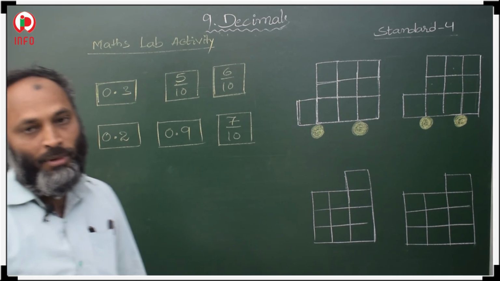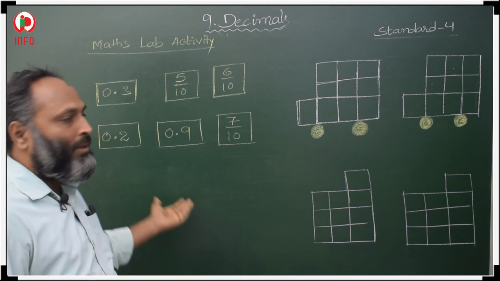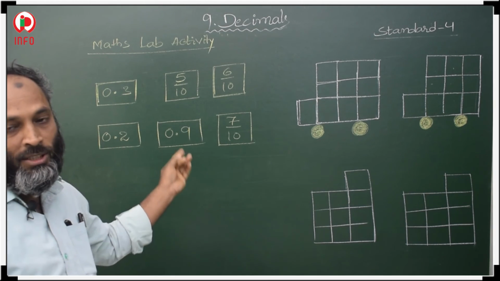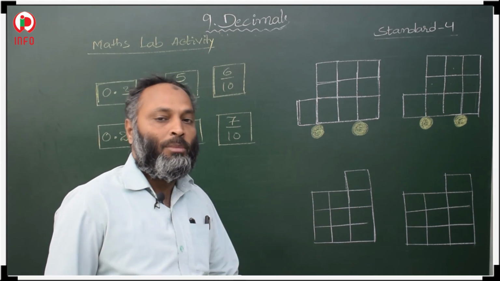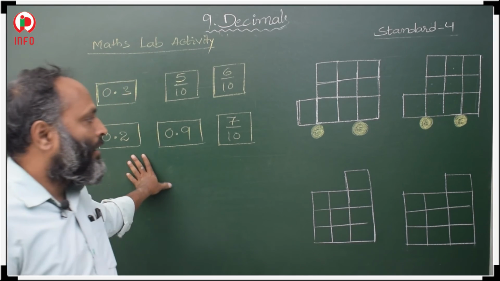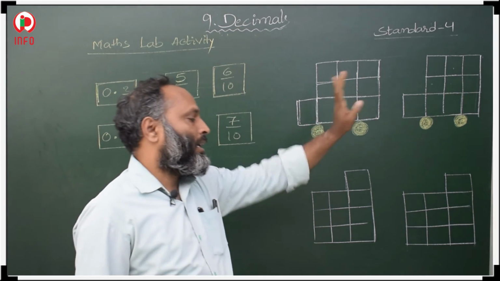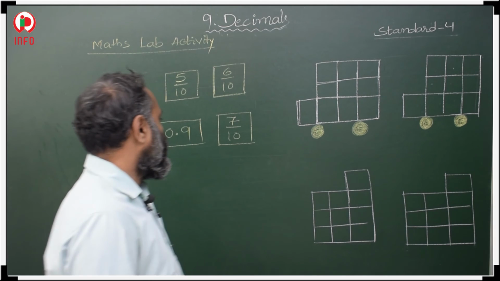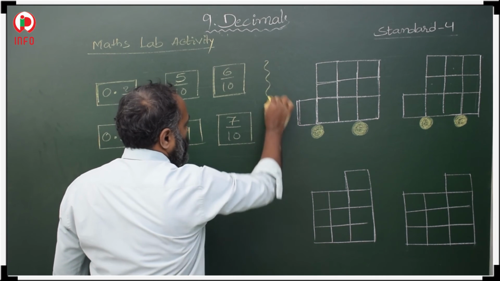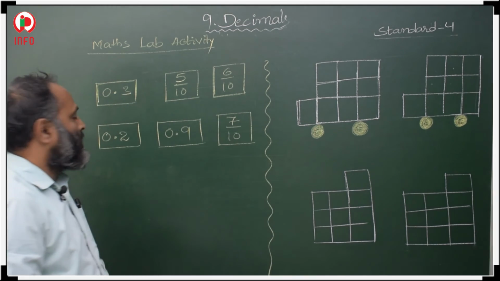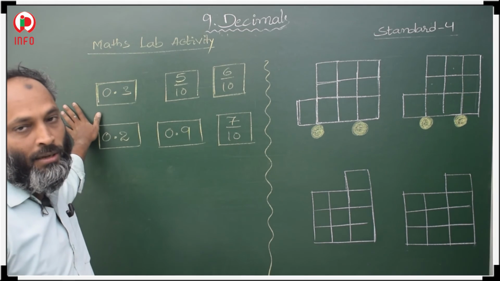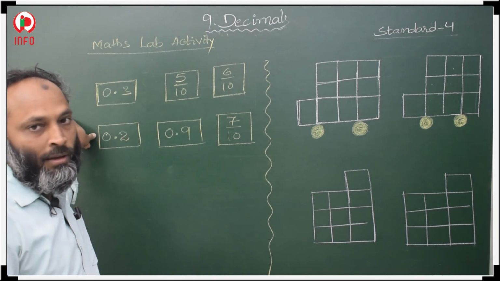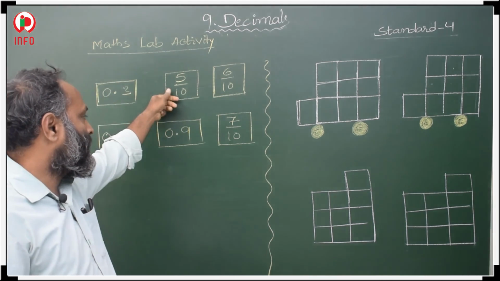So, more cards you can prepare, okay, like 1 by 10, 3 by 10, 5 by 10, 7 by 10, 6 by 10, 0.9, 0.8, 0.3. Here 6 cards are given, and after that 2 cars and 2 houses are given. First in your class, you make 2 groups. The first group has to pick a card, any one card you can pick. Suppose you pick this card 5 by 10.